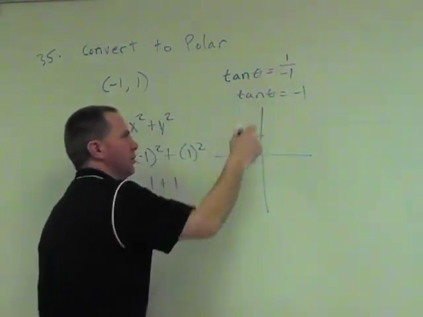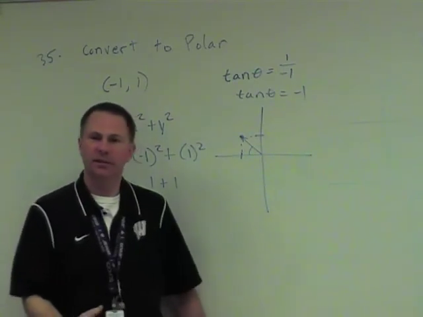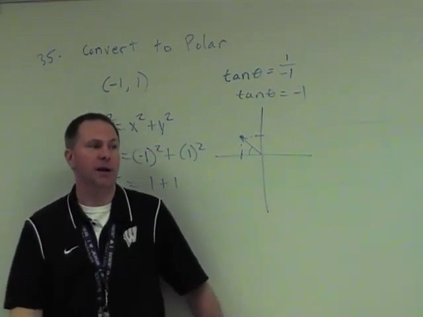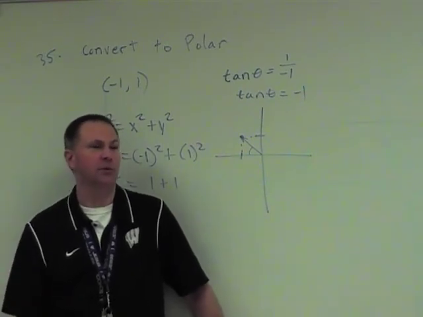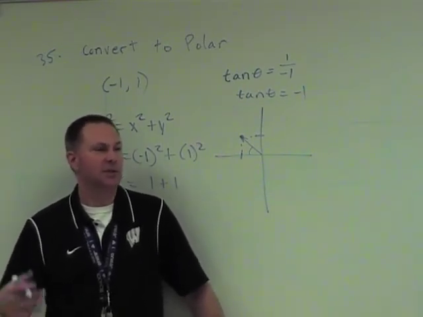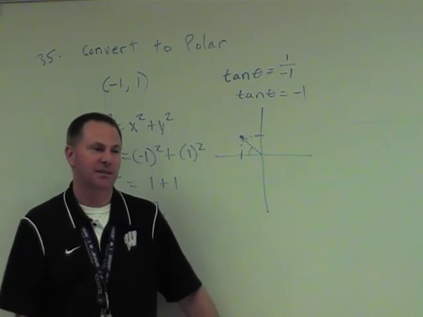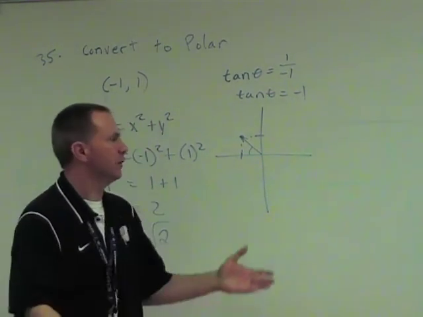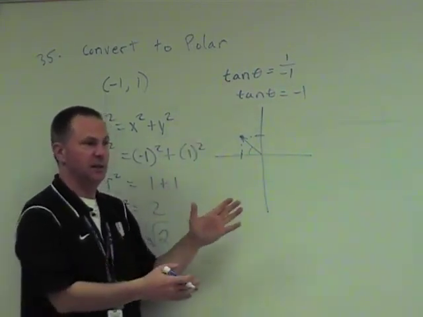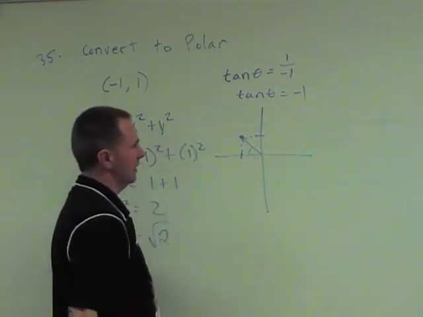But this is what I want to show you. Something over itself: 1 over 1, radical 2 over radical 2, radical 2 over 2 over radical 2 over 2. What position was that? When you have something over itself, it's a 45-degree angle. Something over itself in tangent means that you're at 45 degrees.